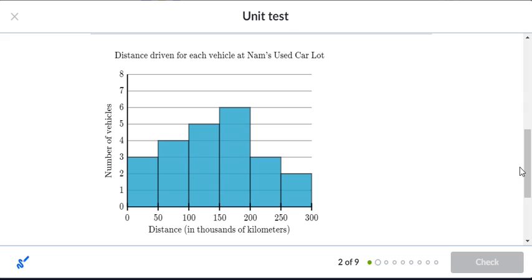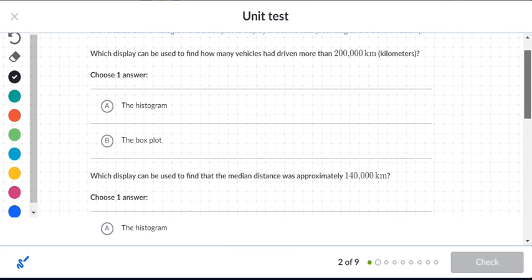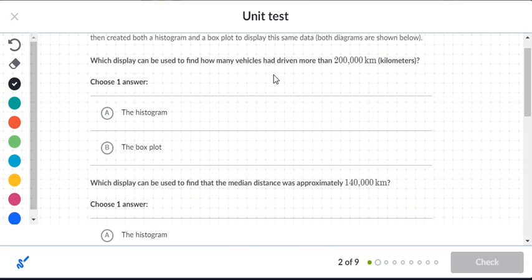So again, if we look at the histogram, we can clearly see the 200,000 right here, and we can get an idea by looking at the top here that, oh yeah, this is 3, this is 2. Now again, with the box plot, you really don't get that kind of detail, so the histogram would actually be a better choice for determining how many vehicles have been driven over 200,000 kilometers. So that would be the histogram.